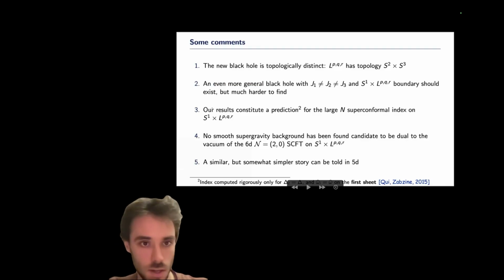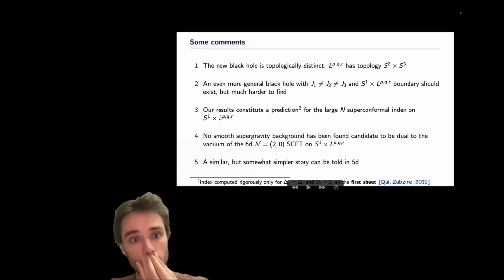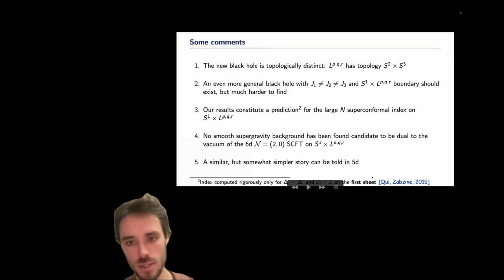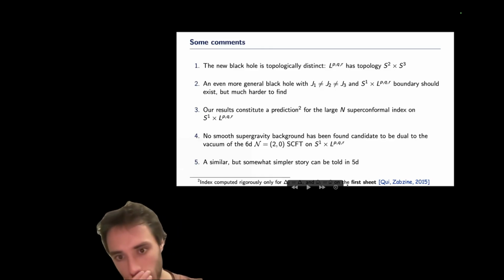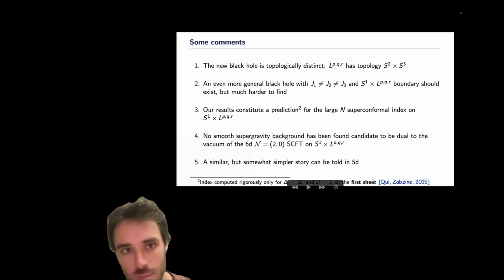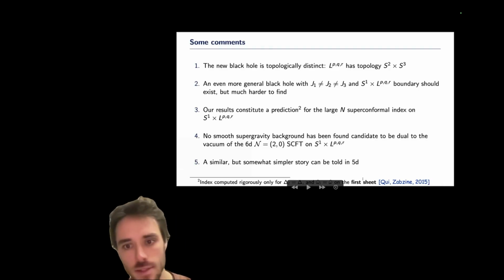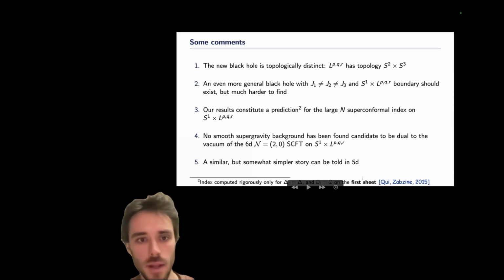Now, as another comment, this result that I showed you constitutes a prediction for the large N of the superconformal index. By prediction, I mean that the field theory calculations that I have been telling you about have been done under some simplifying assumptions and under some caveats. They are very legitimate in terms of what was computed, but a little bit more work on the field theory would be required. And now there is a gravity target, if you wish.